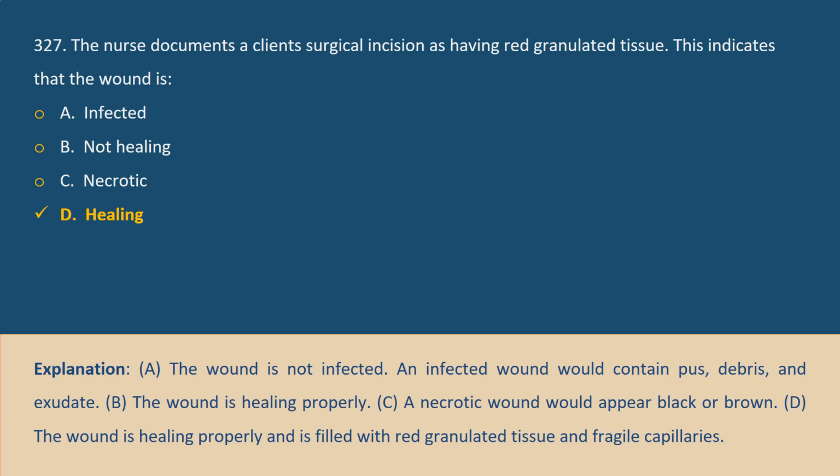Answer D. Explanation. A. The wound is not infected. An infected wound would contain pus, debris, and exudate. B. The wound is healing properly. C. A necrotic wound would appear black or brown. D. The wound is healing properly and is filled with red granulated tissue and fragile capillaries.